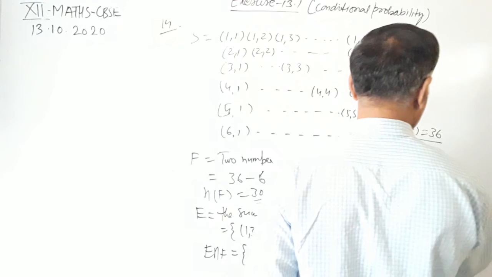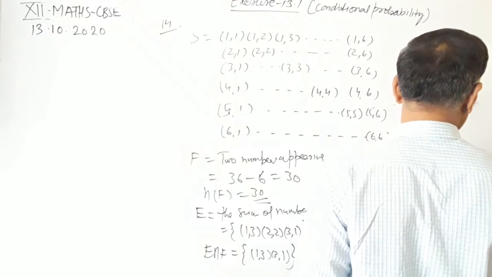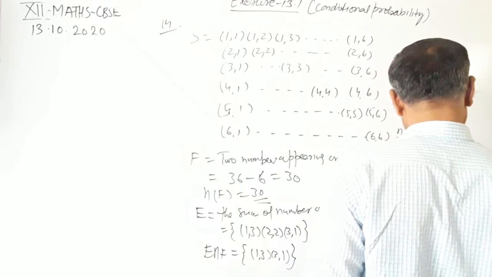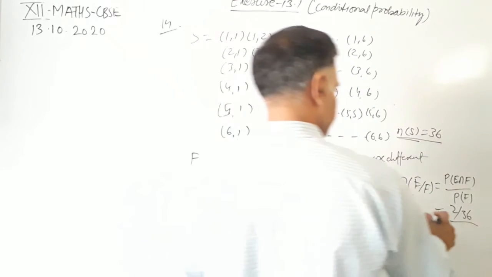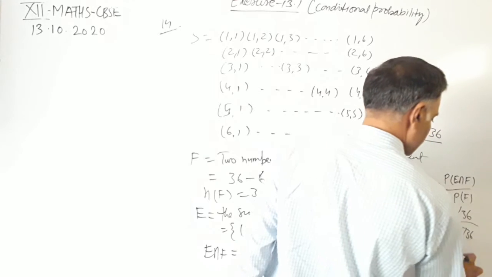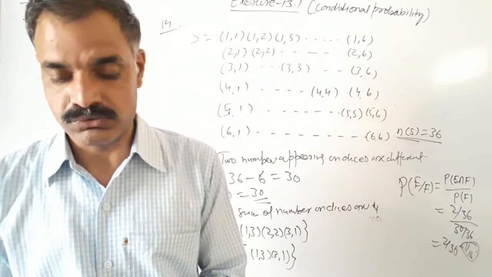Now we have to find P of E given F, that is P of E intersection F upon P of F. So this is 2 upon 36 divided by P of F, which is 30 upon 36. So 2 upon 30, that is 1 upon 15. So 1 upon 15 is the answer.